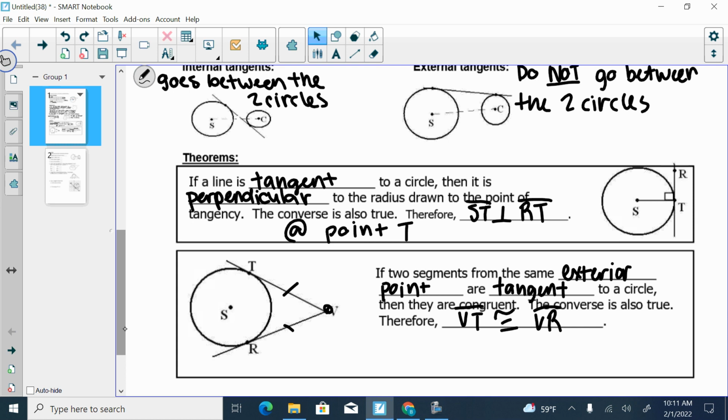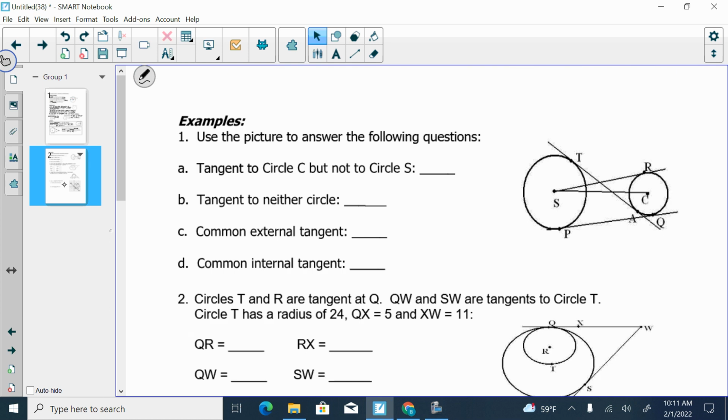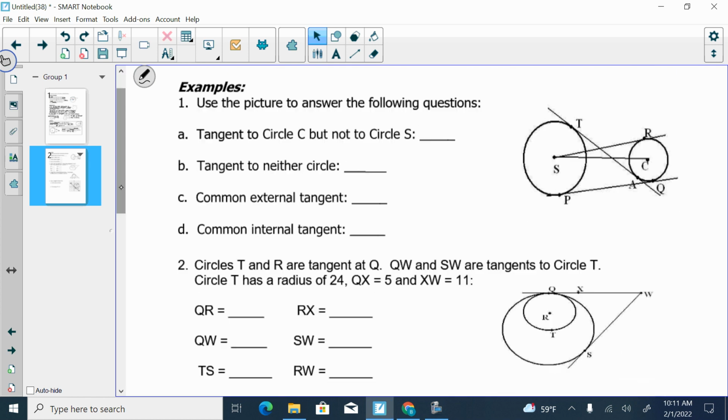Okay. All right, so let's flip it over on the back. And it says we're going to look at this figure over here to answer these questions. Okay, so first it says that they are looking for a tangent to circle C, but not tangent to S. So which line is only a tangent for circle C? So what makes it a tangent?